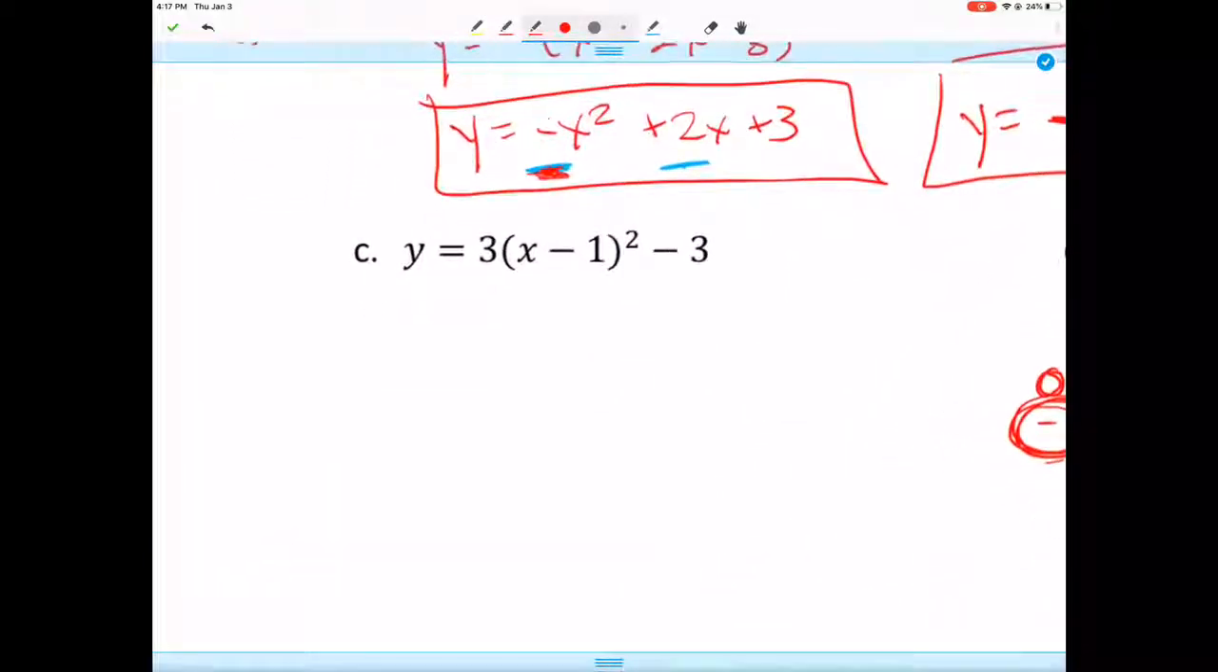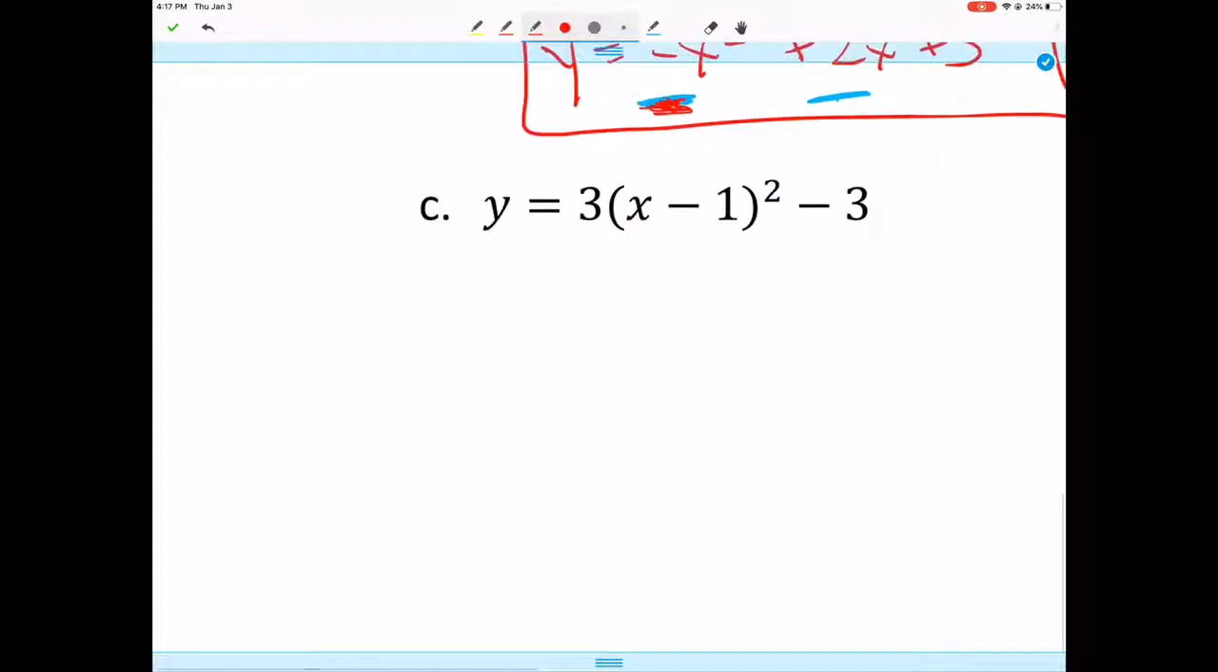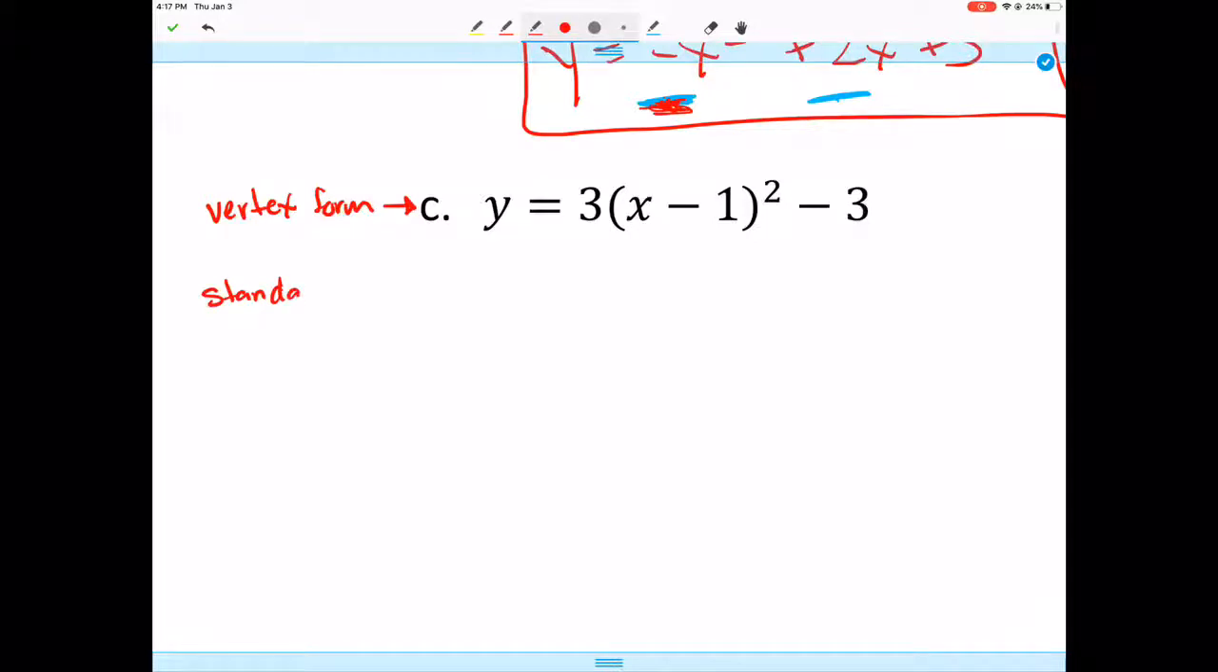All right, for C, what form is that already in? Well, it's already in vertex form. Okay, and we will want to have it in standard form. So let's do that first, because if we follow the flow chart, that's what we need to do next. So to get from vertex form to standard form, we need to distribute.